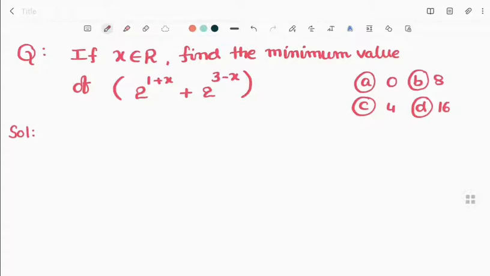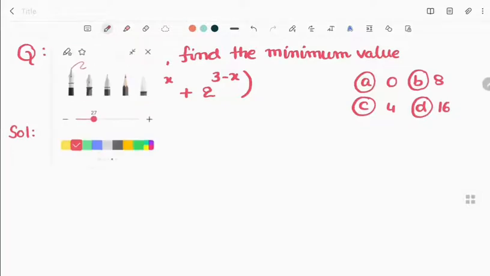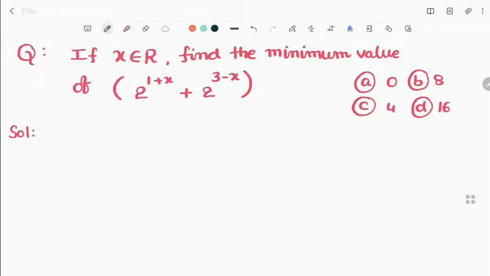The first question: if x belongs to R, find the minimum value of 2 power 1 plus x plus 2 power 3 minus x. Options are given: 0, 8, 4, 16. See here how to do this type of problems by using arithmetic mean is greater than geometric mean.